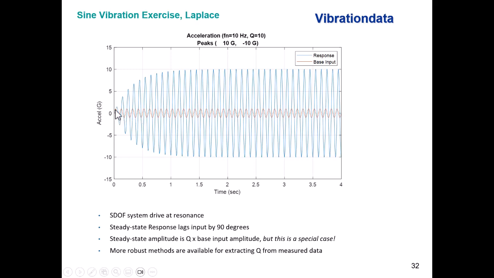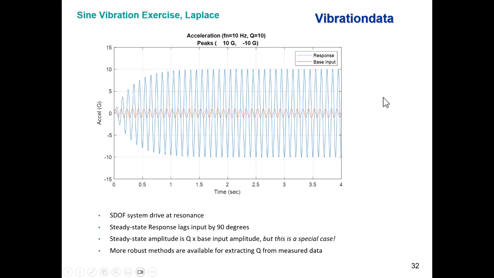So the red curve will be our base input, the steady state sine base input, 1g, 10 hertz. And then the blue is the absolute acceleration of the response. So there's a little transient segment here while the cycles build up to steady state. And then at steady state, the peaks are plus and minus 10 Gs. A couple interesting things you can see when steady state is reached: the response is lagging the input by 90 degrees. Another thing we see is that the peak response is 10 Gs, and the base input's 1 G. If you take that ratio, that's the same as the Q value.